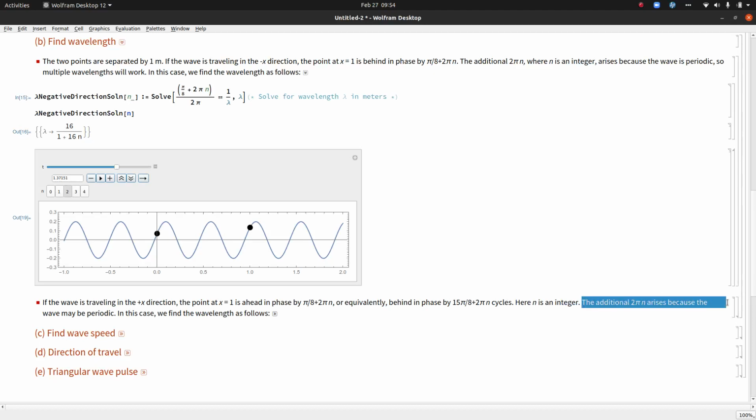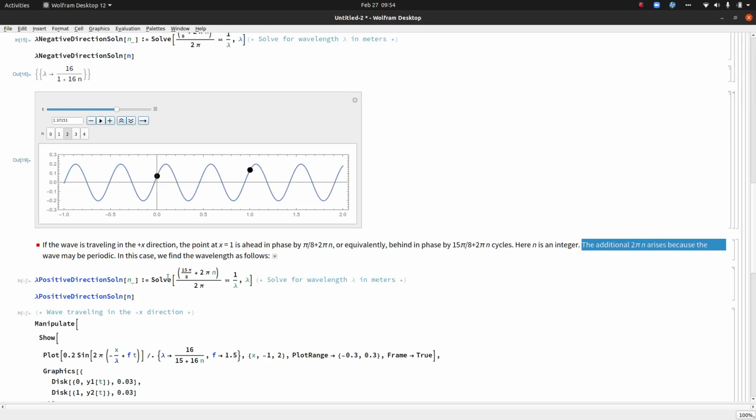Again, the 2 pi n arises because the wave is periodic. So all I'm going to do is plug in 15 pi over 8 plus 2 pi n, which is equivalent to 2 pi in phase, which is equivalent to 1 cycle, which is equivalent to the wavelength lambda. So I can set up this ratio and solve for the wavelength.